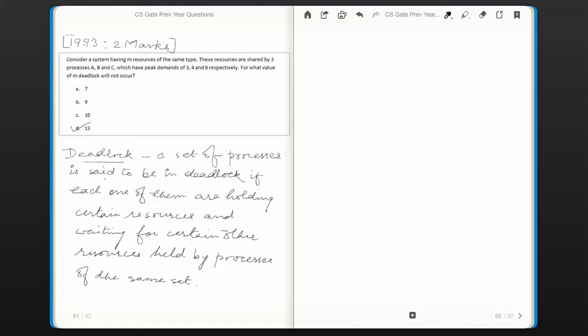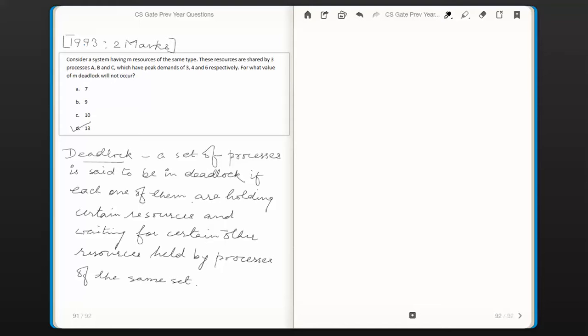A set of processes is said to be in deadlock if each one of them is holding certain resources and waiting for certain other resources held by processes of the same set. So this is what deadlock is: each of the processes of the set has to satisfy the hold and wait condition. That is, they would be holding a certain number of resources and would be waiting for certain other resources which would be held by processes of the same set. Then we would say that the processes of the set are in deadlock.